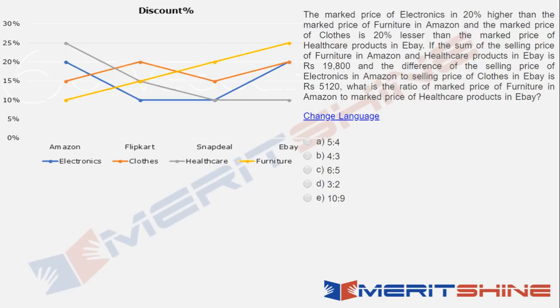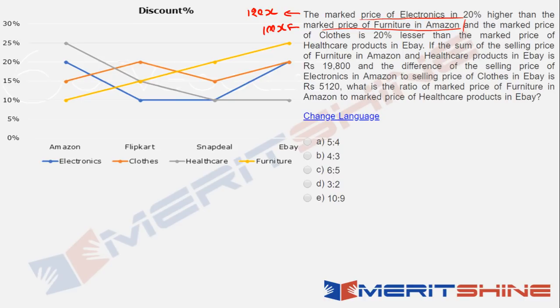Now again, too many numbers given over here. Let's just read it. Mark price of electronics is 20% higher than the mark price of furniture in Amazon. So what we can do is, let's take this value, mark price of furniture in Amazon as 100x. So what would be the mark price of electronics? That would be equal to 120x here.